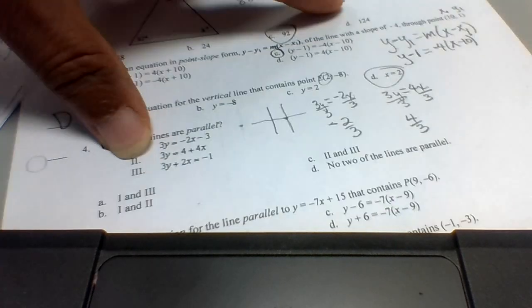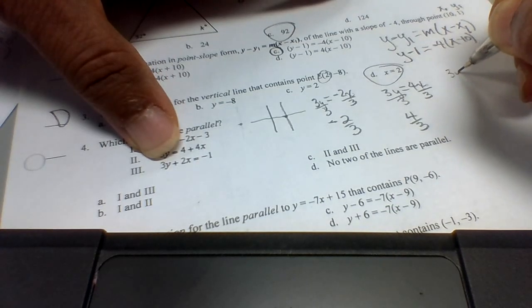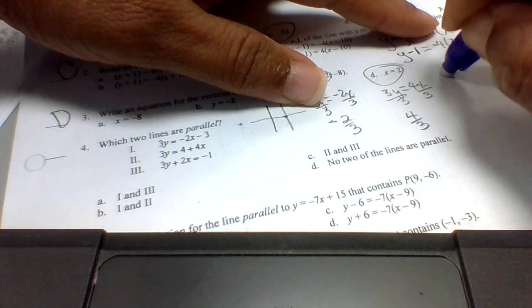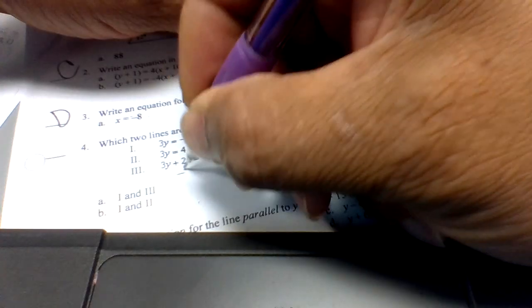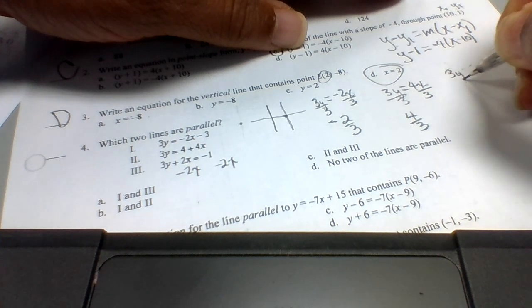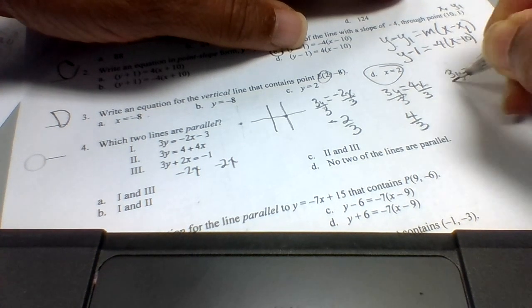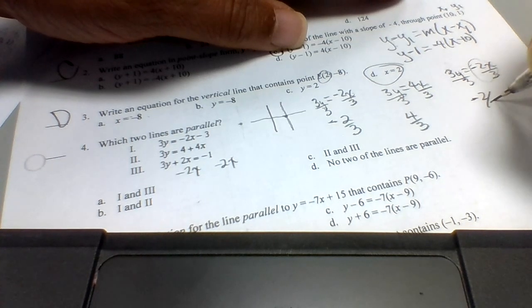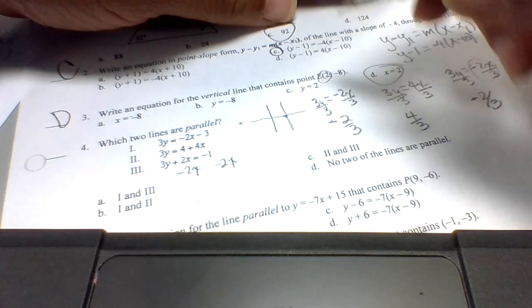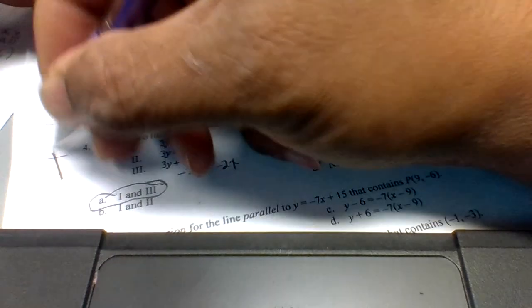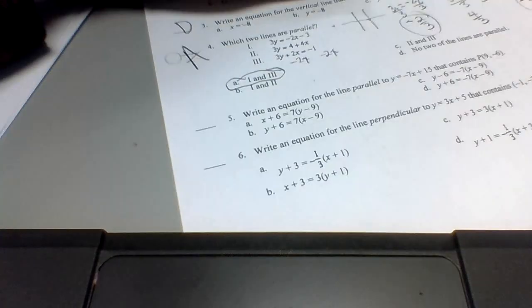And then the last one, 3y equals, I have to take the 2x to the other side. So I'm going to subtract 2x on this side and subtract 2x on this side. So I get 3y equals -2x. I divide this side by 3, divide this side by 3. So I get -2/3. Parallel lines have the same slope. So here's -2/3, here's -2/3. So 1 and 3, so A would be the answer, 1 and 3.